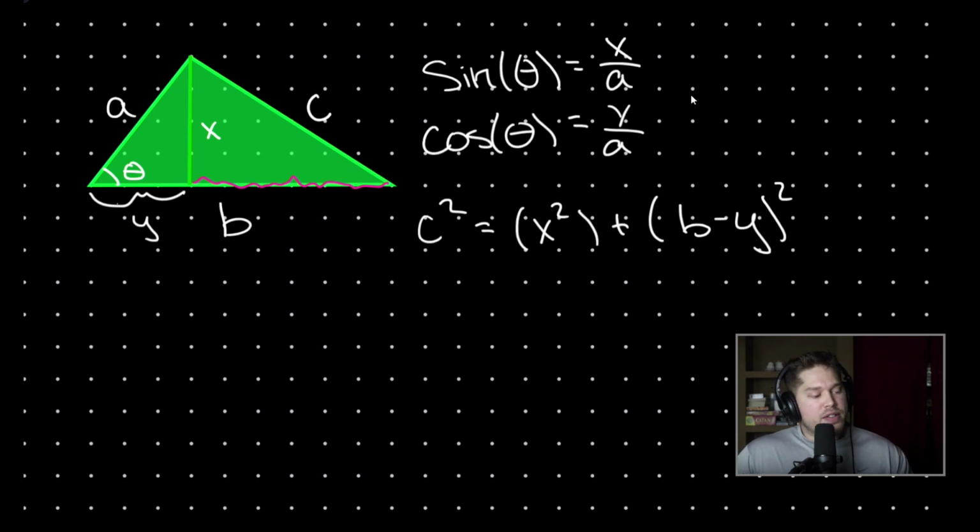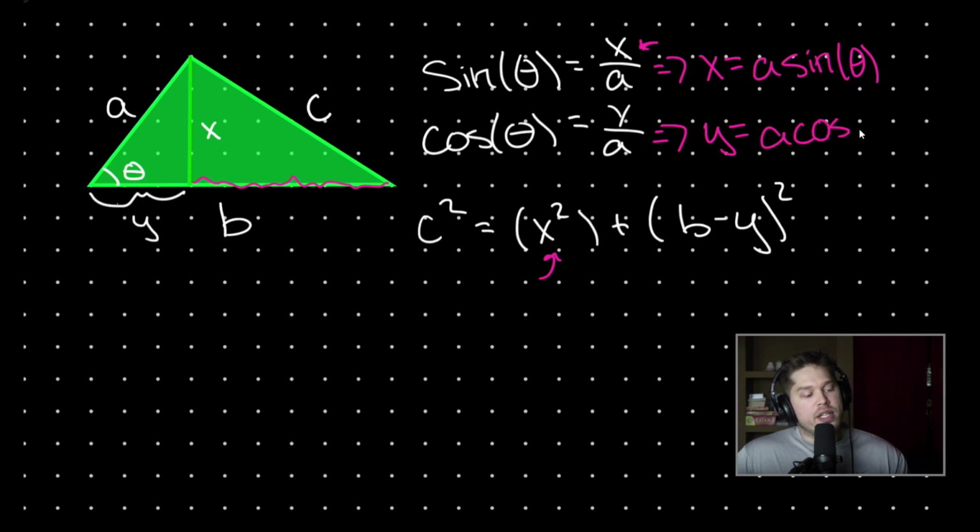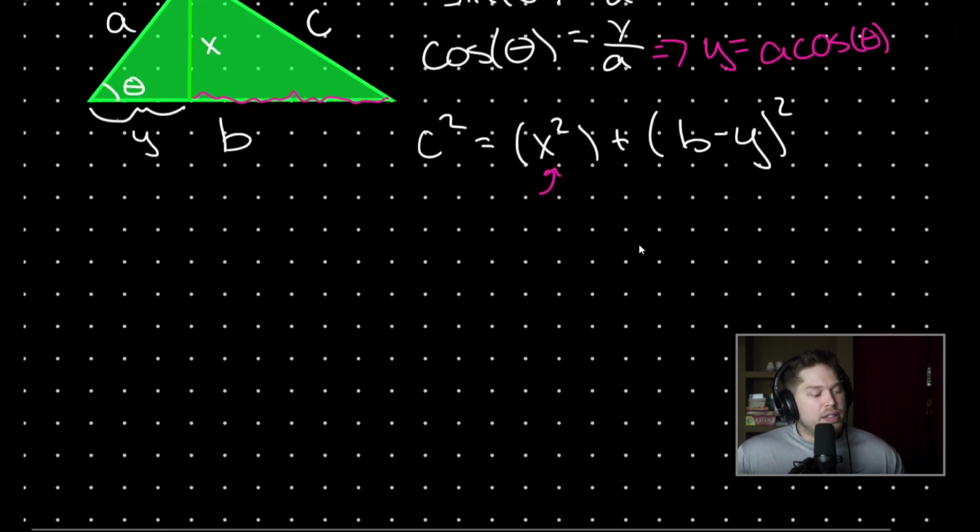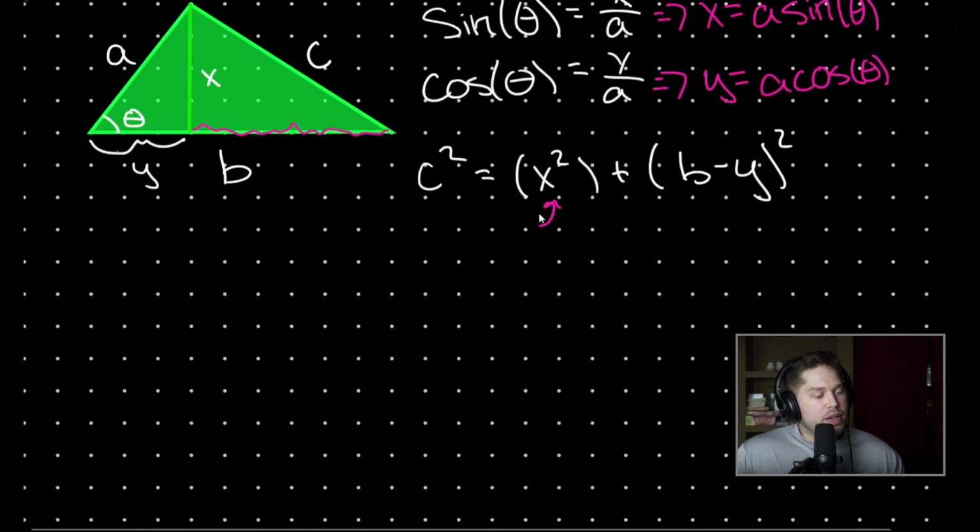So next, what can we do? Well, hey, we have an x term here and an x term here. So let's solve for x. We can multiply both sides by a to have that x is equal to a times sine of theta. And let's go ahead and solve for y and have that y is equal to a times cosine of theta. Now let's plug in for our x and our y.